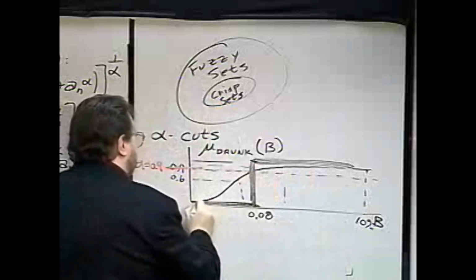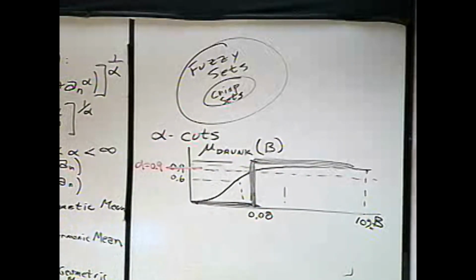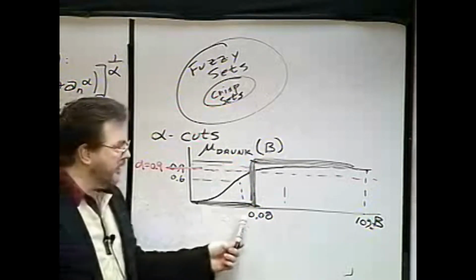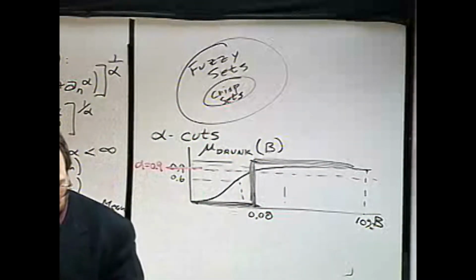So you can see this is referred to as an alpha cut. It takes a fuzzy set, and by performing a threshold operation on the fuzzy set, we actually generate a crisp set, an underlying crisp set that we can talk about.